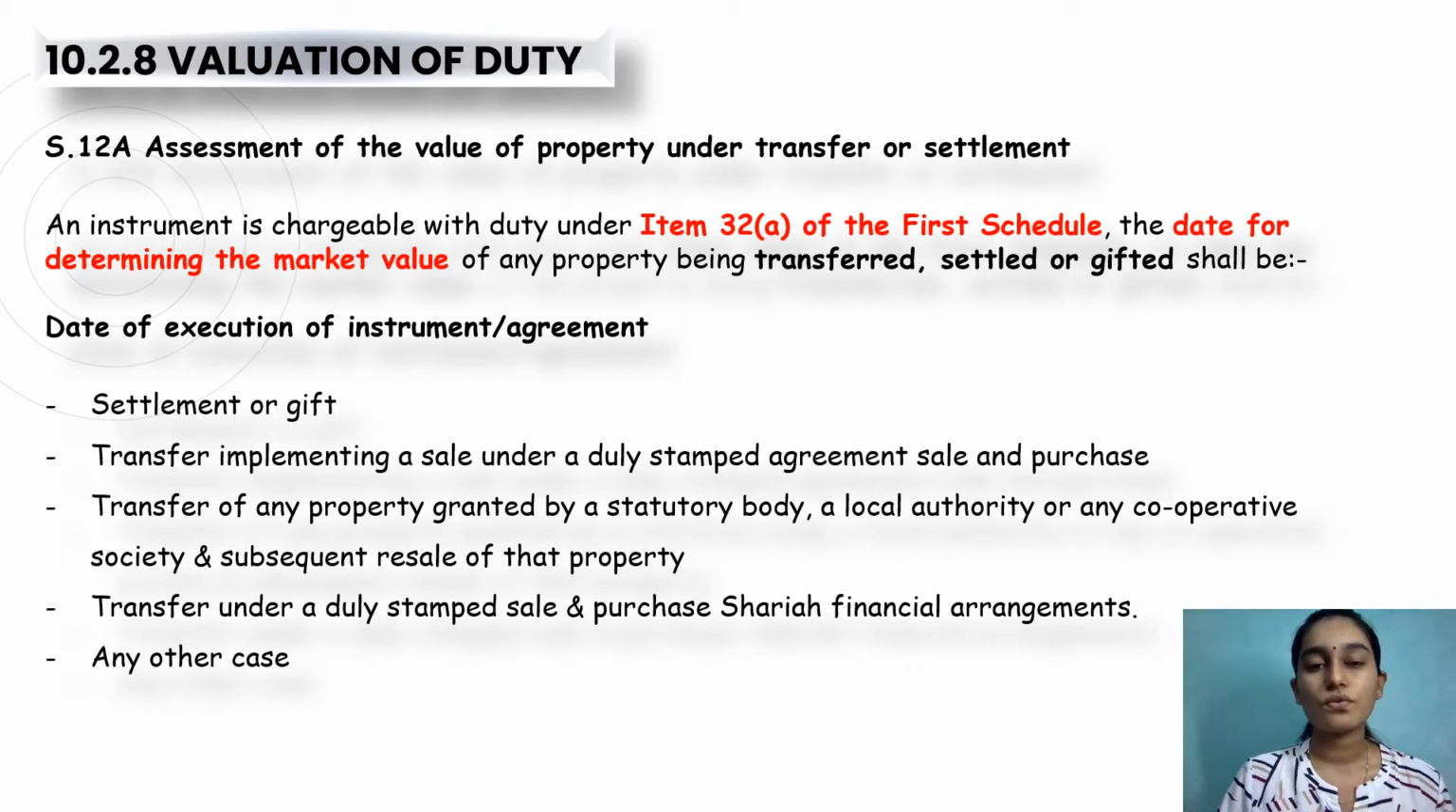In the case of a transfer under a duly stamped sale and purchase agreement where financial arrangements have been made in accordance with Sharia, the date is the date of execution of the agreement, or in any other case, the date of execution of the instrument of transfer.